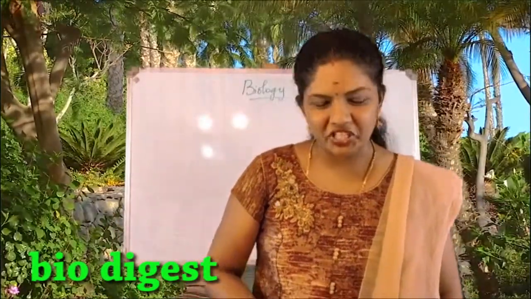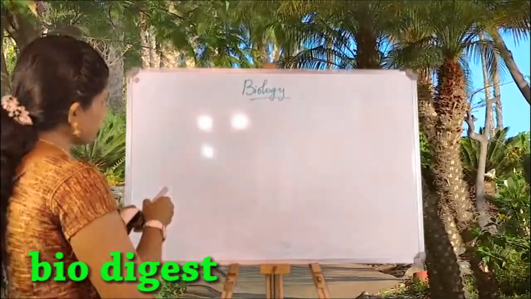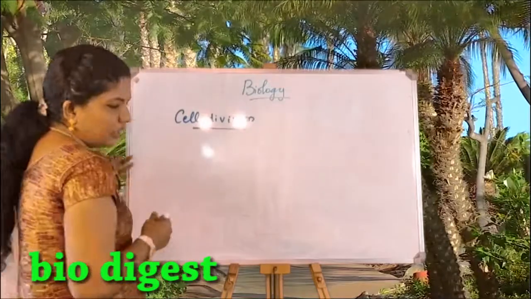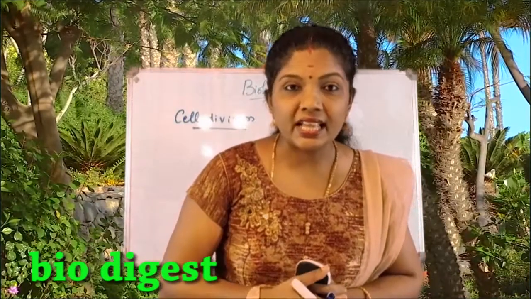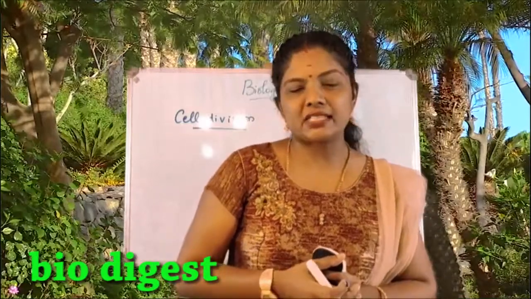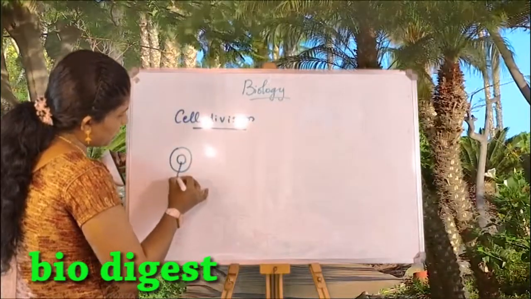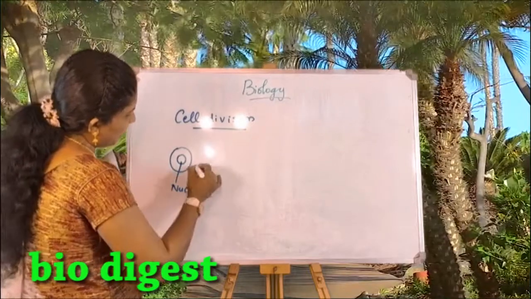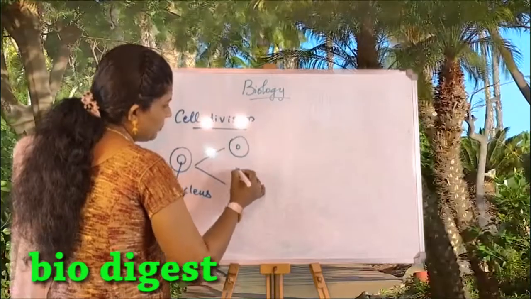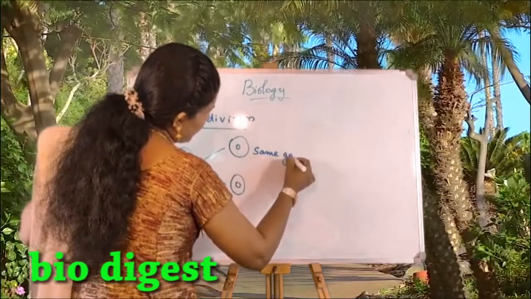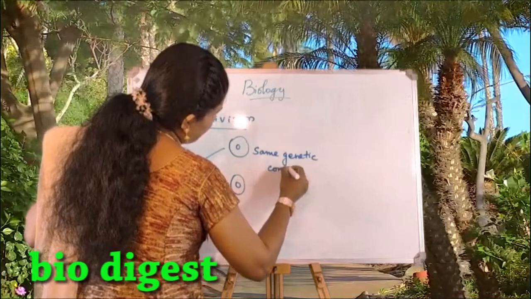In this particular video, we will discuss cell division and the types of cell division. So we will see what is cell division, the definition. How will you define cell division? Cell division is the process by which a single cell will divide into two or more daughter cells with the same genetic constitution. So here I am showing a single cell with a nucleus. This is the nucleus. This will divide into two daughter cells, or maybe more in some cases, with the same genetic constitution. That is what is known as cell division.